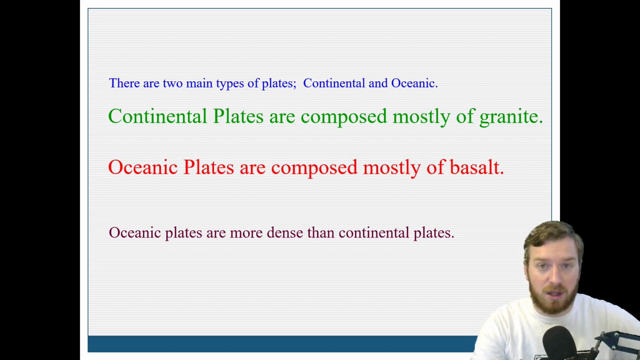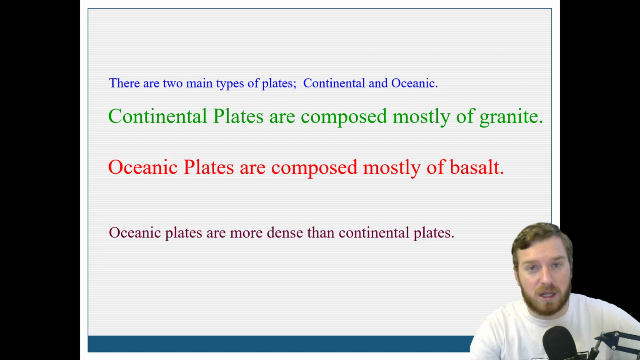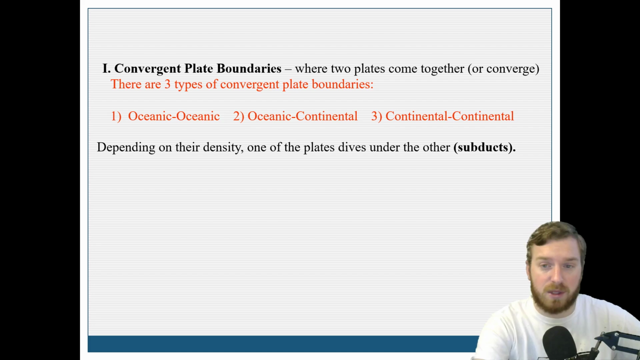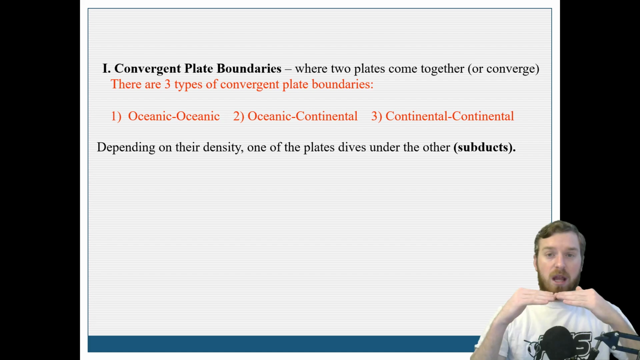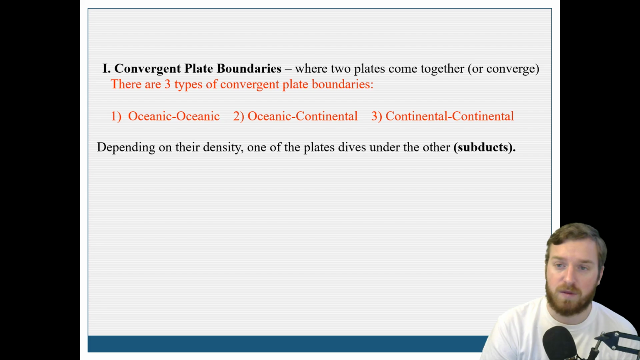So when they hit each other, if one is going underneath the other, the one that's going to go underneath, well, that's the one that's going to be more dense. And so that's what we are looking at here in convergent plate boundaries. Now, convergent plate boundaries are when two plates hit each other and converge. Remember, we've talked about the word converge before.